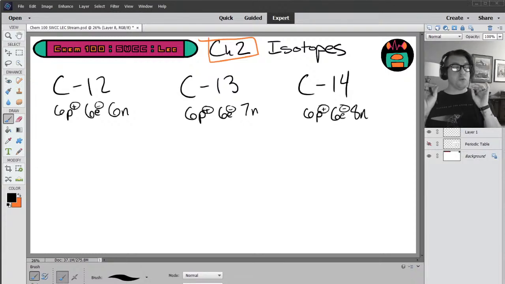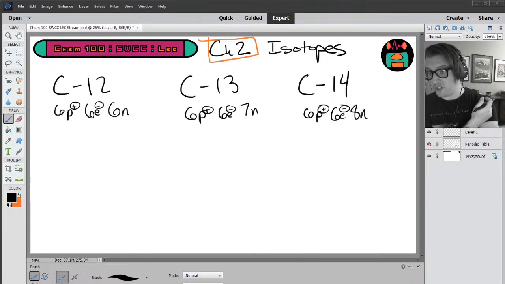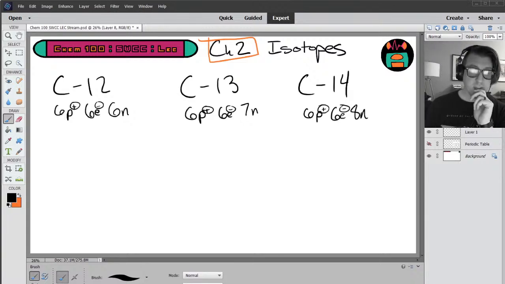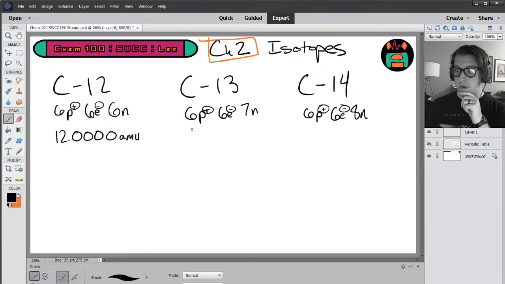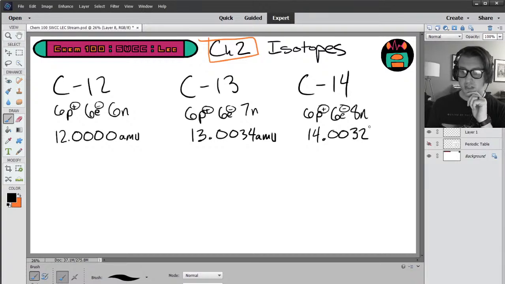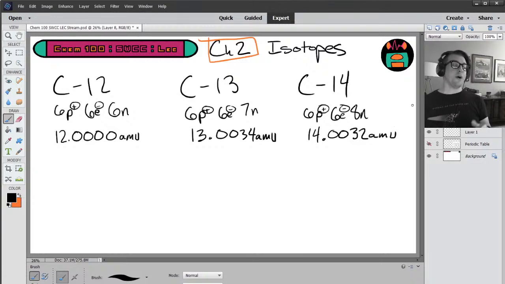All right. So that's the subatomic particle count for each of these isotopes. Now, if you look at the mass that each isotope has, carbon 12 has a mass of 12.0000 AMU, atomic mass units. Carbon 13 has a mass of 13.0034 AMU, and carbon 14 has a mass of 14.0032 AMU. All right. So each of these isotopes has a different mass, but if you look up the atomic mass of carbon on the periodic table, only one number is listed.